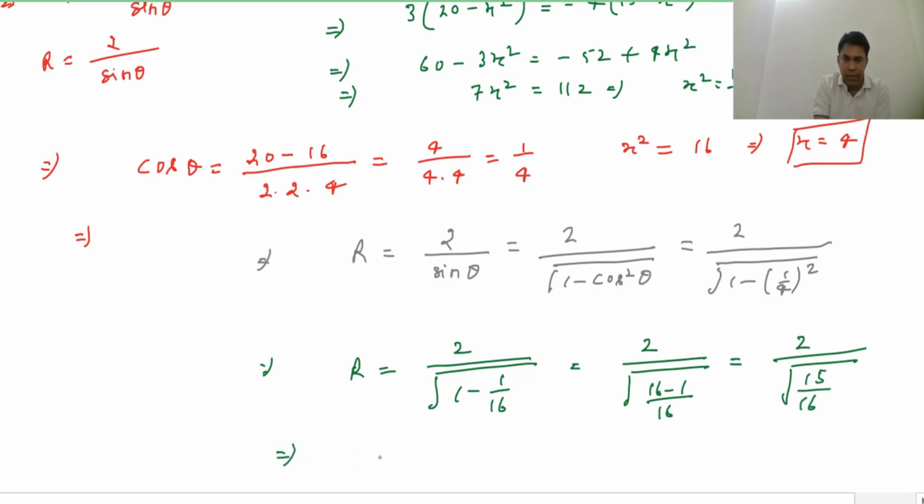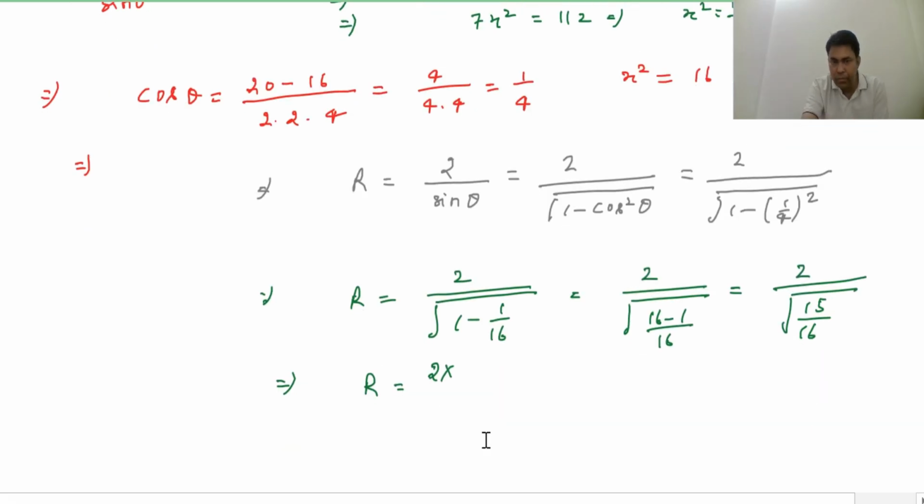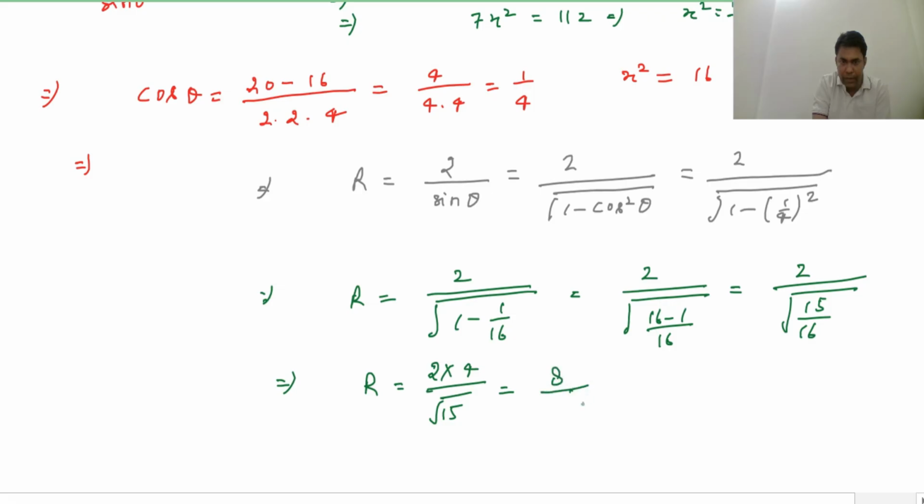Further, after simplifying this, we will have r is equal to 2 multiplication 4 divided by square root of 15. So from here we will have 8 divided by square root of 15. That means the radius of the given circle will be 8 divided by square root of 15, and this is the final answer of the question.